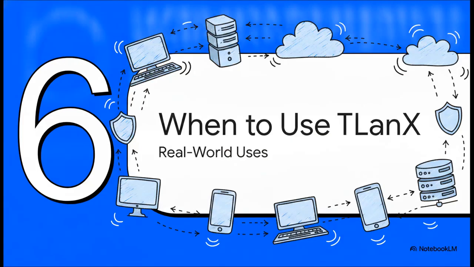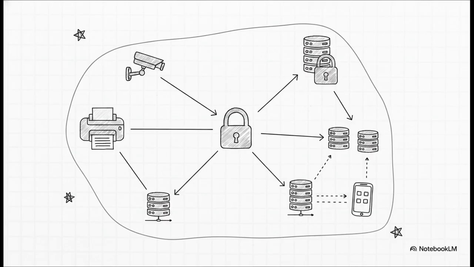And finally, Section 6, When to use TLanX, Real-World Applications. Now to reward you for sticking through all those technical mechanics, let's talk about the massive utility here. This brilliantly illustrates how all that theory turns into a real-world game changer. Think about these applications. You can access services behind a strict NAT router without ever opening dangerous ports to the public internet. You can provide your remote team with private, encrypted access to internal servers.